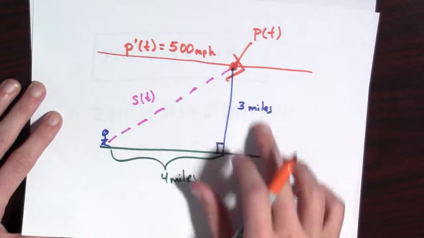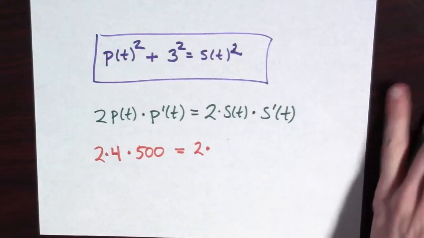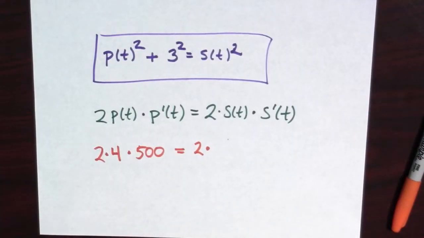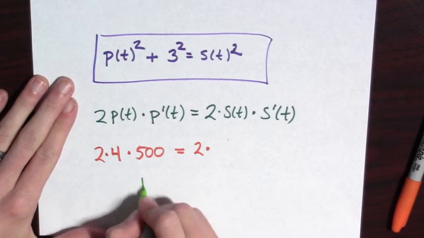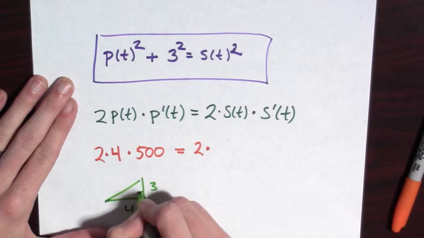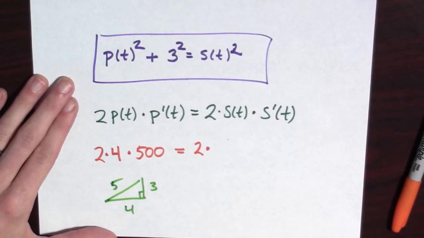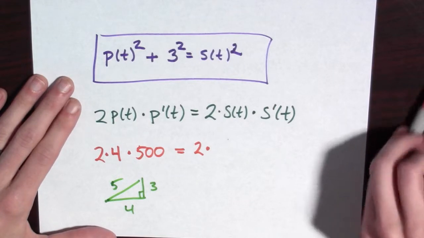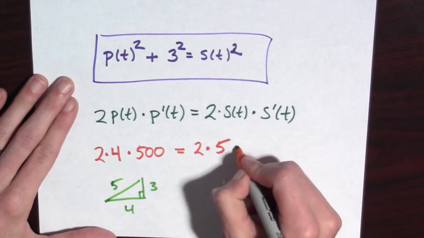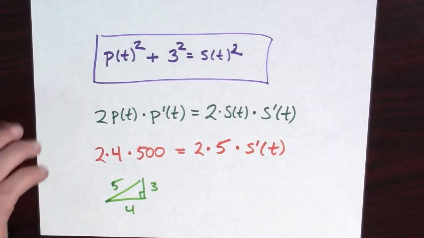I'm not sure what S of t is, but I can use the Pythagorean theorem to solve for it. Check this out. Let's get another color out. Look, it's a right triangle where one side's 3, the other side's 4. Well, this has to be 5. It's a 3, 4, 5 right triangle. So it's 2 times 5 times S prime of t.